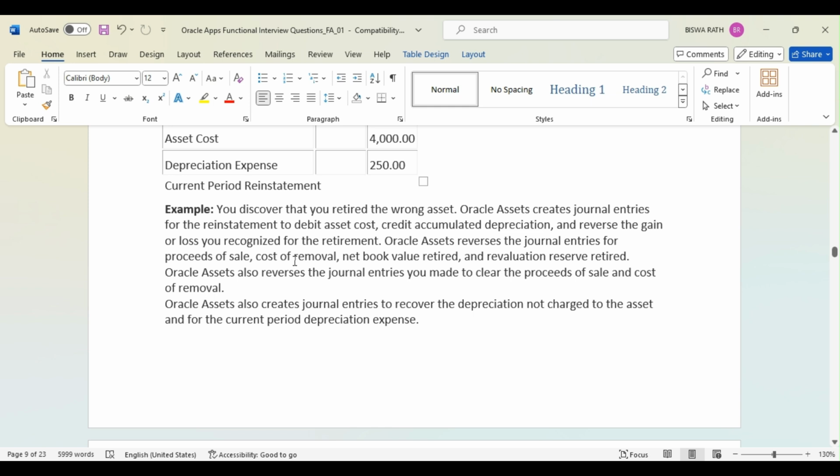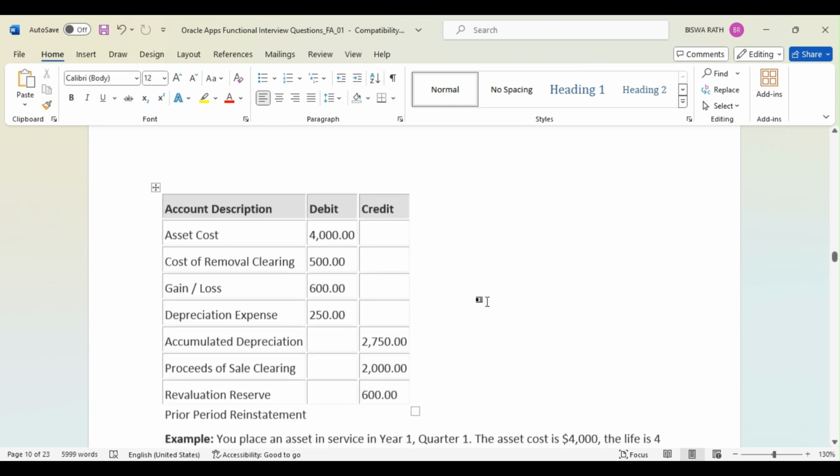So the next one is you discovered that you retired a wrong asset. Oracle Asset creates a journal entry for the reinstatement to debit the asset cost and credit the accumulated depreciation, and reverses the gain and loss you recognized for your retirement. Oracle Asset reverses the journal entries to proceeds of sale, cost of removal, net book value retired, and revaluation reserve retired. So okay, fine.